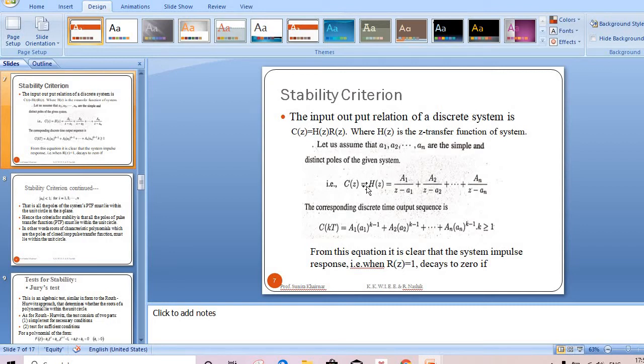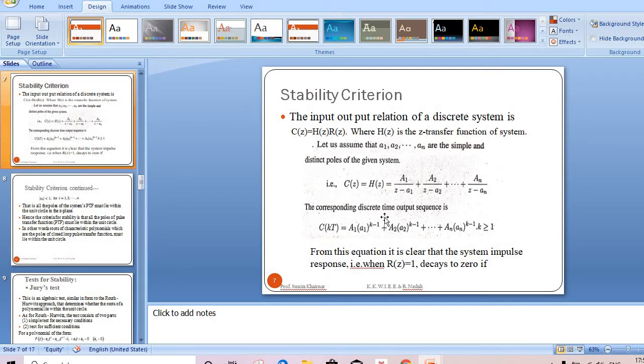That means C of Z is equal to H of Z. Why? R of Z we have assumed as unity, and hence C of Z will become H of Z, and that will be given as A1 upon Z minus A1 plus A2 upon Z minus A2 plus up to An upon Z minus An.